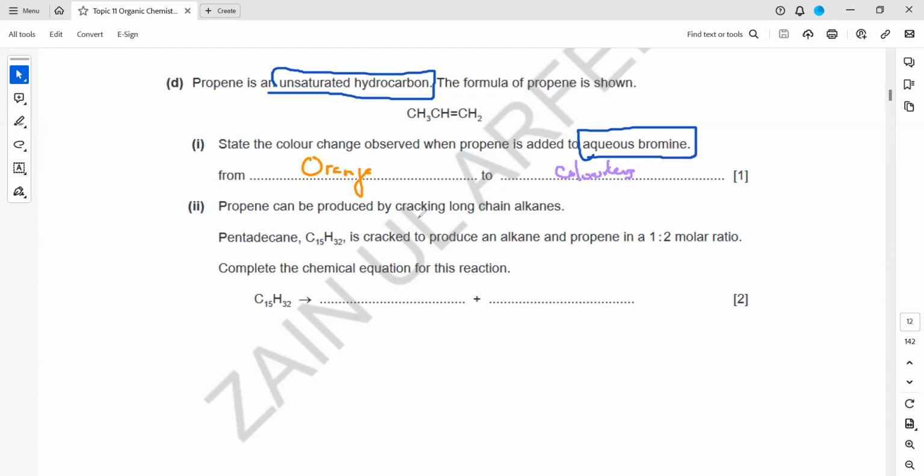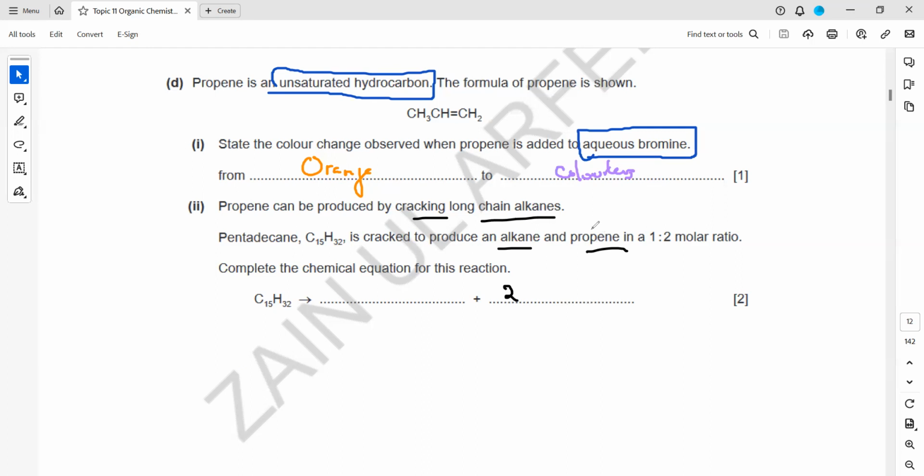Propene can be produced by cracking a long chain alkane. The breakdown of a long chain alkane is called cracking. We have pentadecane, which is C15H32, and it is cracked to produce an alkane and propene in a 1:2 molar ratio. Like, two molecules of propene are produced and one molecule of alkane.